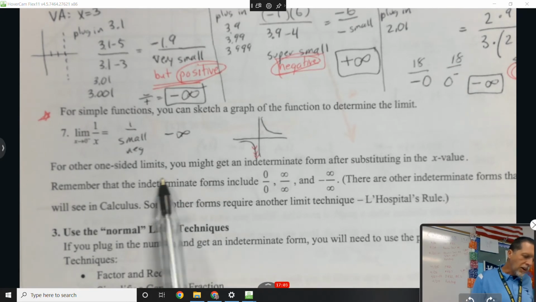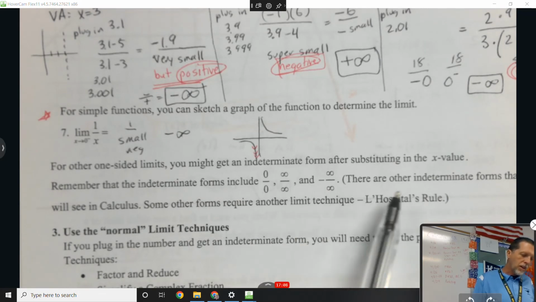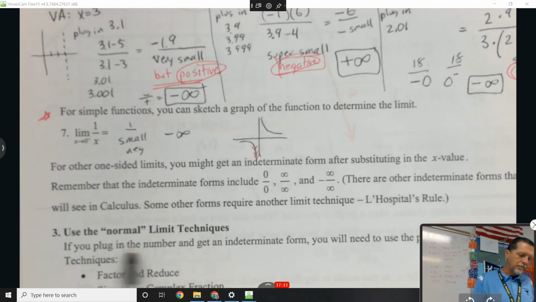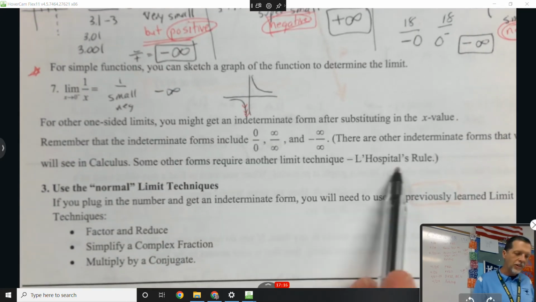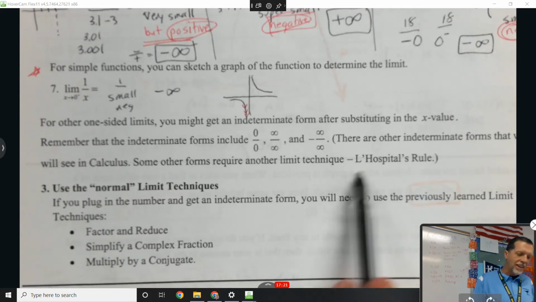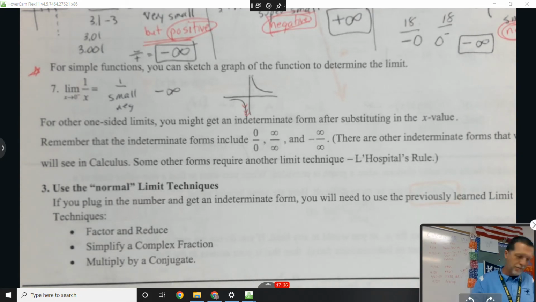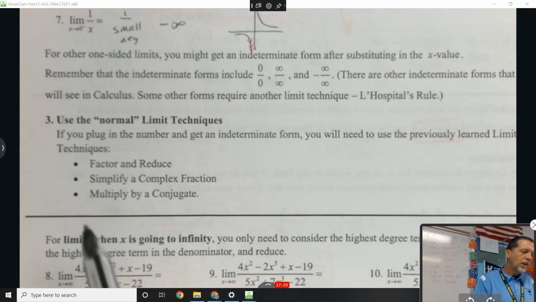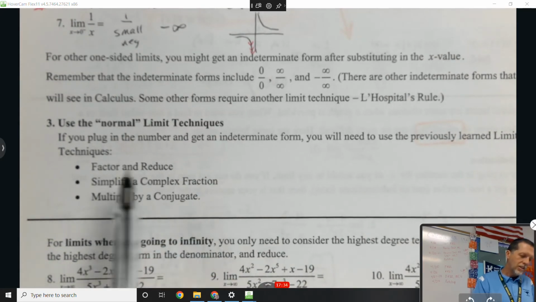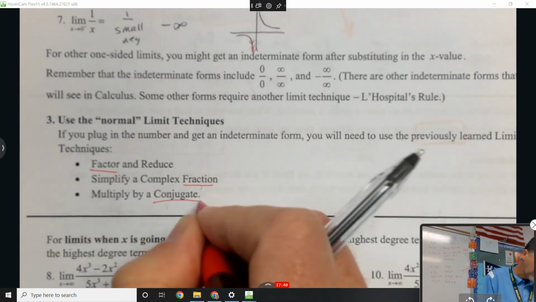For other one-sided limits, you might get an indeterminate form. For indeterminate forms, we use our normal techniques. Like, there's some calculus stuff going on at the hospital. That's not how you say that. It's l'Hôpital, but that's calculus. In fact, that's second semester calculus. But we're not worried about that. Basically, use the normal stuff. There's our 3 tricks if we need them: factor, fractions, and conjugates. Those are the 3 tricks.